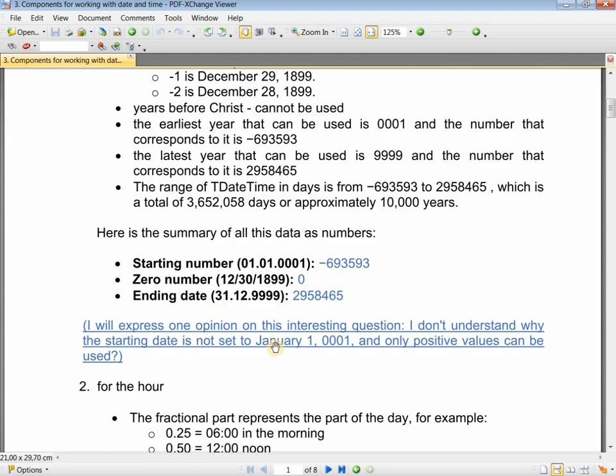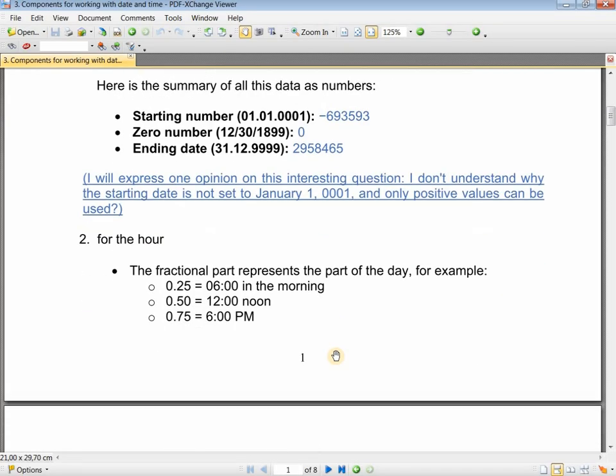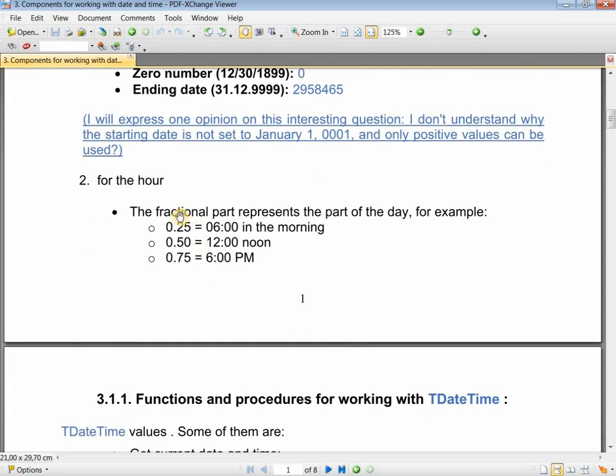Now, if I have to say my opinion, I personally find it strange why the starting date was not January 1st of the first year, so that we could only work with positive values. But I don't know the logic of those who did it.